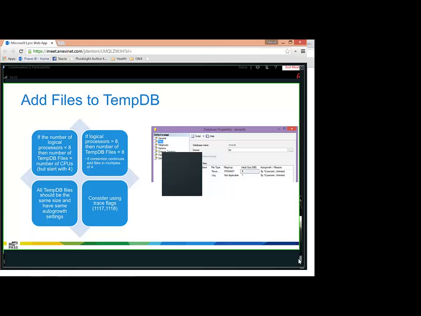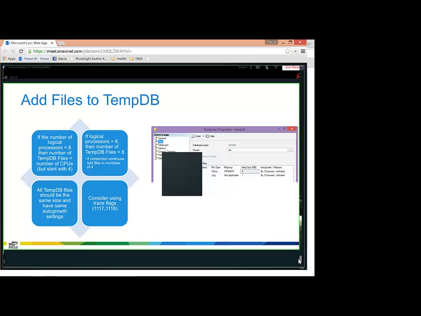Another thing to consider is that as you add files, they should all be the same size and have the same autogrowth settings. One challenge is, especially if you're doing this online, you could have your initial TempDB file where it's currently growing. So if you're doing this on your servers online, one thing you may want to consider doing is growing the new files that you're building and making them a little bit larger than the current TempDB file. And then that way you can grow that file so that they're all the same.